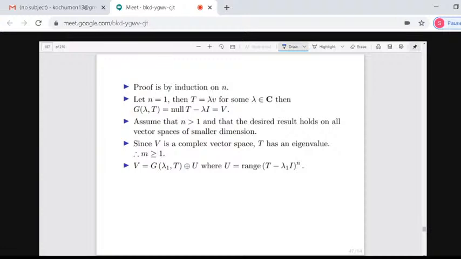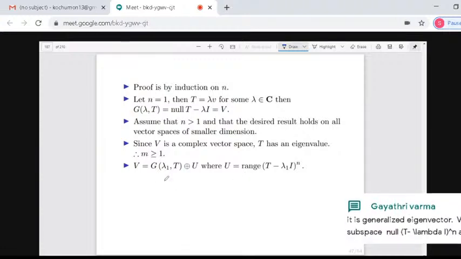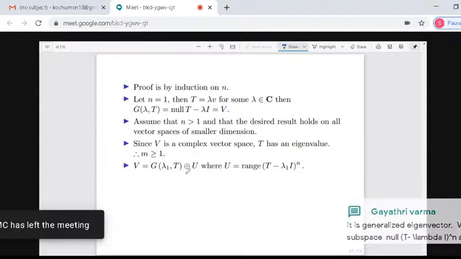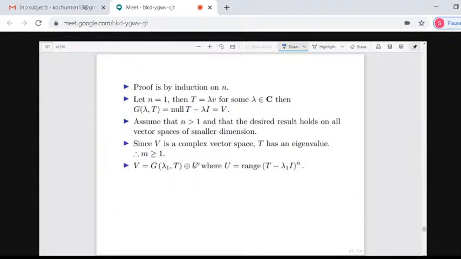Now, if it has an eigenvalue, then we can write. We know that this result is V is equal to the null space of (T minus lambda 1 I) to the power n direct sum the range of (T minus lambda 1 I) to the power n. This is the first thing which we proved today. So, by using that, we write V as a direct sum like this.